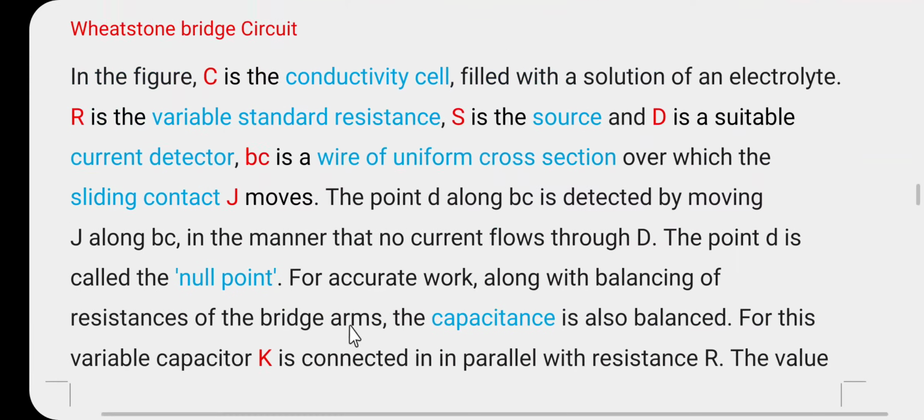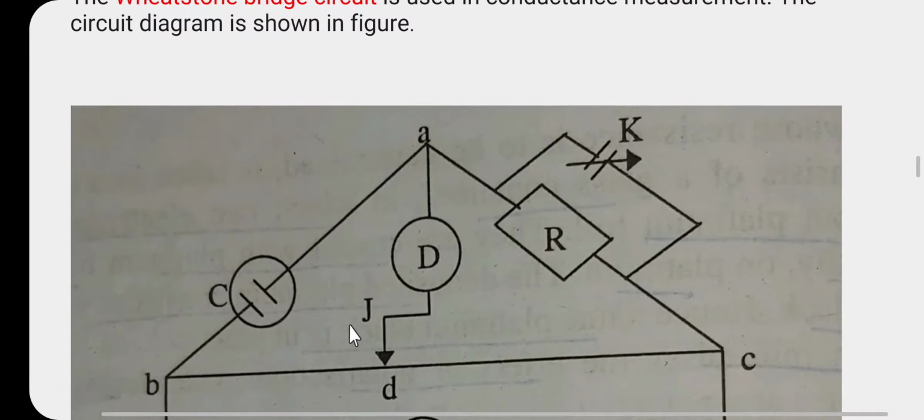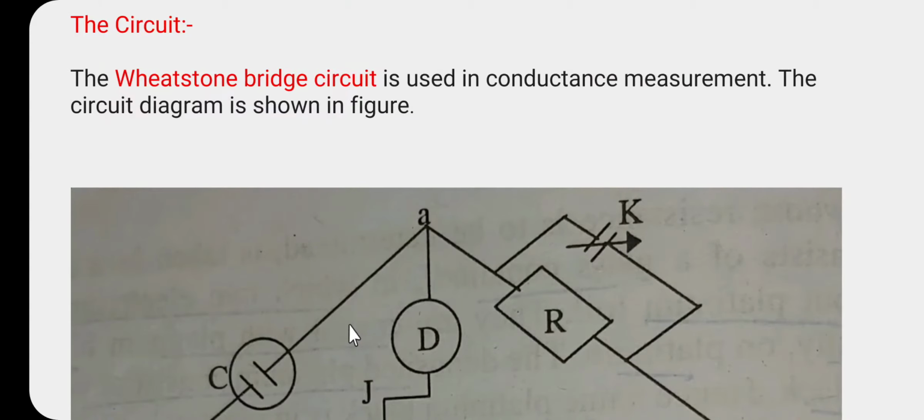So this is the Wheatstone bridge circuit which can be used for the measurement of conductance in the conductivity meter or conductometer.